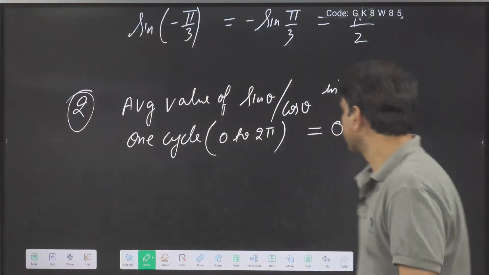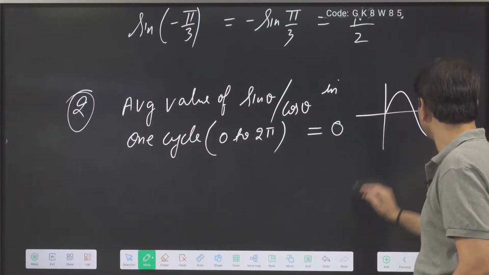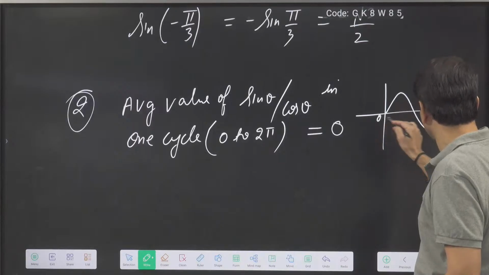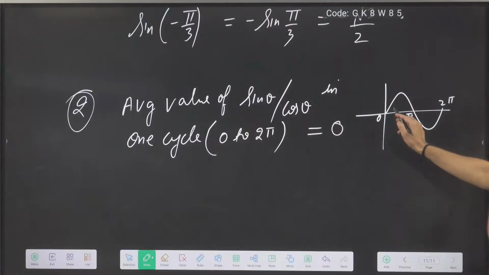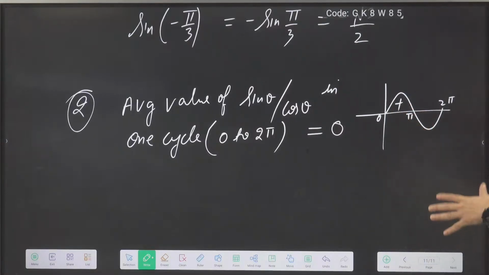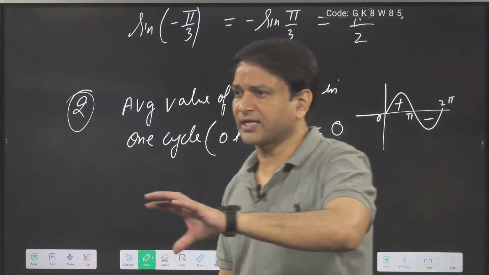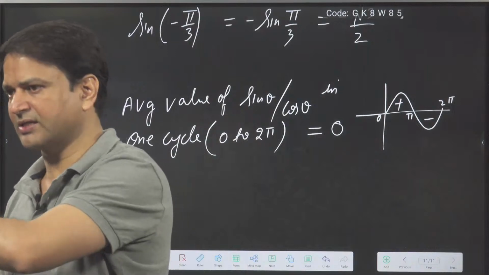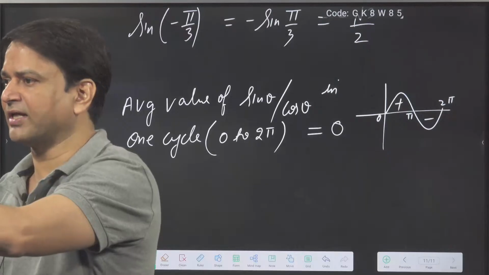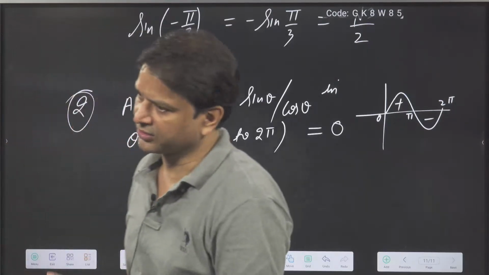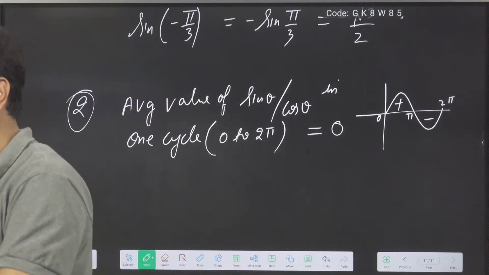If you remember the graph, when I am making the sin theta graph, this angle is 0, this is pi, this is 2 pi. So this is one cycle of the sine. You can see the first half cycle is positive because in the first and second quadrant sine is positive, and the next half cycle is negative. Both halves are exactly the same, only half is positive and the next half is negative. So how much positive we get in the first half, the same negative we get in the next half. That's why the average value is 0. So sin theta and cos theta average value in one cycle is 0. Everybody got or not?